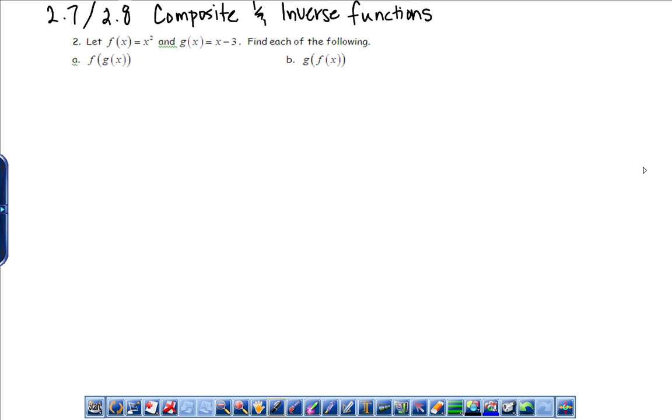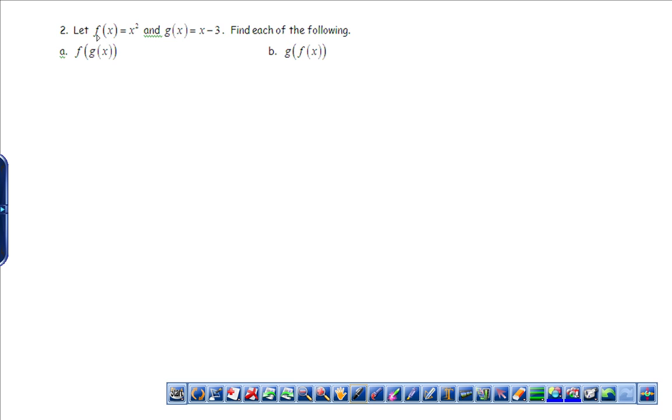This is 2.7 and 2.8 composite and inverse function notes. If your function f of x is x squared and g of x is x minus 2, find each. Well, first of all, these are composition functions. And another way that you might read or see this is f of g of x.